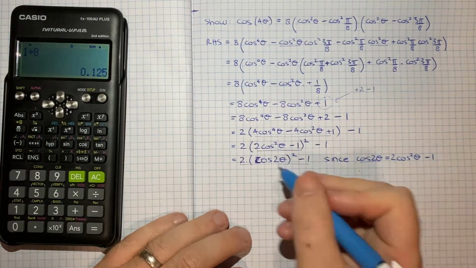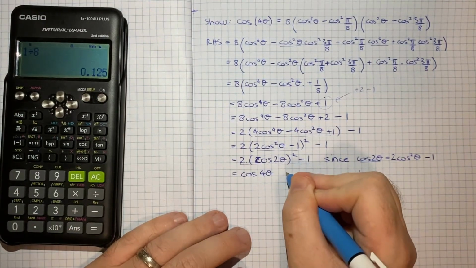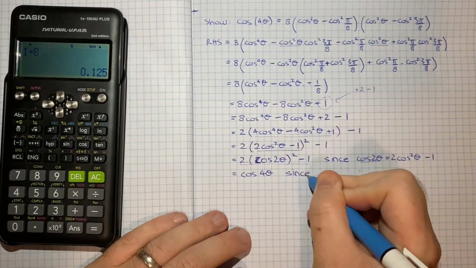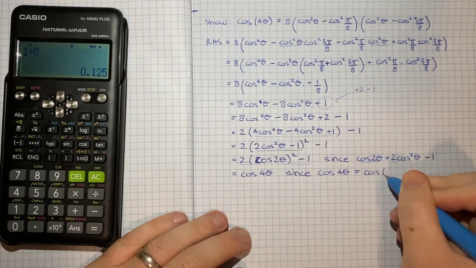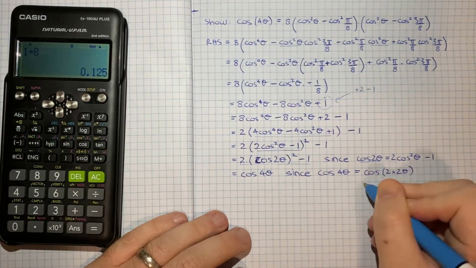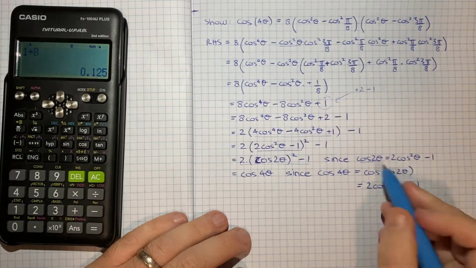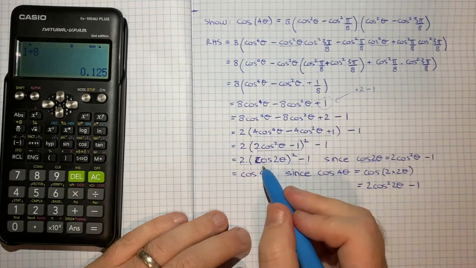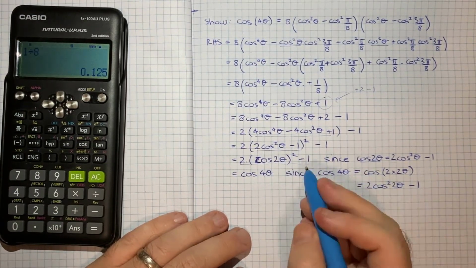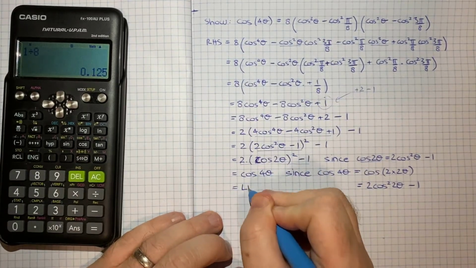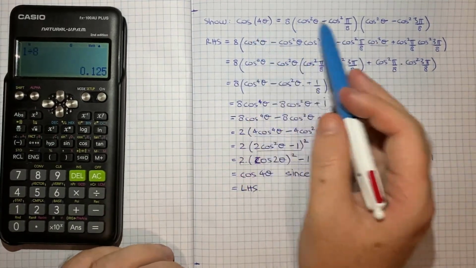So we could actually say this is cos 4 theta, and that's because cos of 4 theta is the same as cos of 2 times 2 theta, which is essentially 2 cos squared 2 theta minus 1, applying this same double angle rule. And we had 2 cos squared 2 theta minus 1, so that's cos 4 theta. And that is equal to our left-hand side. Boom! So that's how I've gone about showing that this relationship is true.